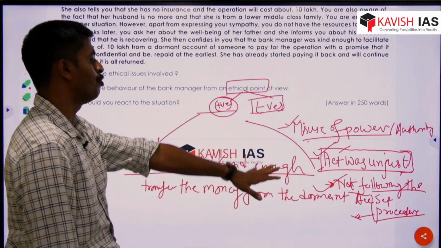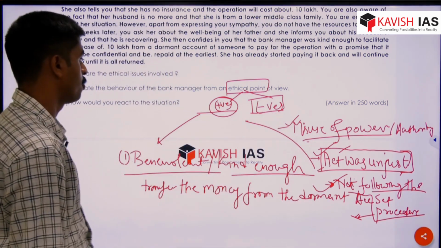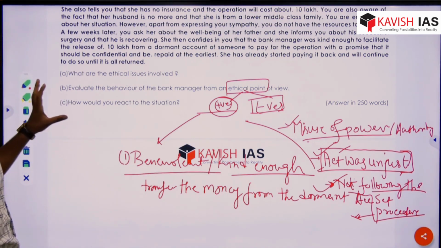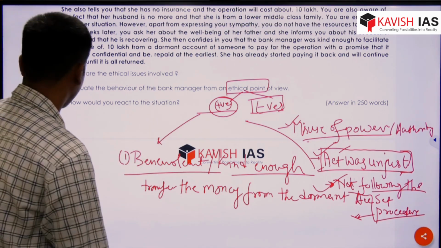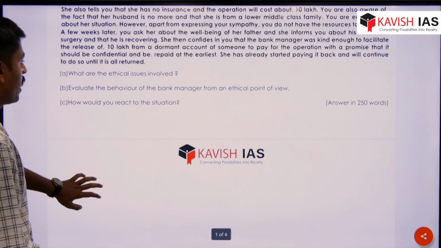From the ethical point of view, we can say that these are the three negatives and this is the positive. So this is how we can evaluate the behavior of the bank manager from both sides, from the positive and from the negative side. So the last thing is, how would you react to the situation?